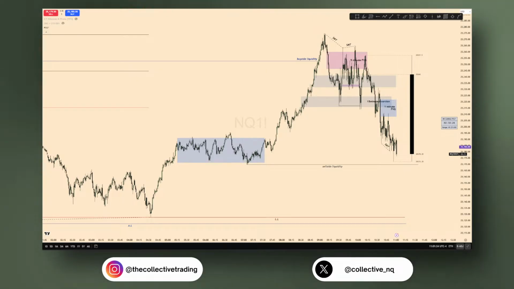Because we already have that SMT too with YM at that 50-minute highs. I really like how NQ is the weakest of the three now. After it was the strongest, and then it flipped to being the weakest, which is nice.